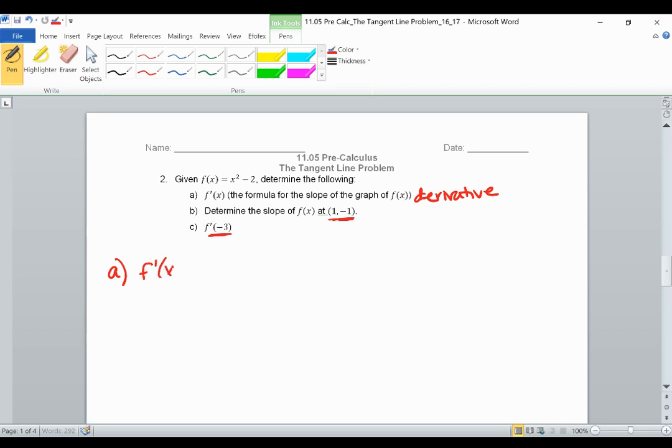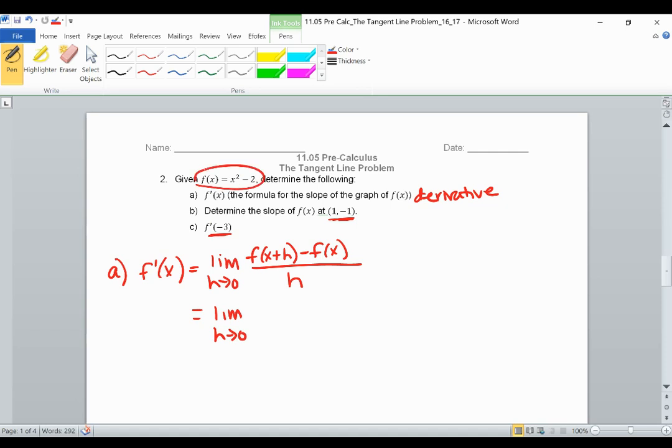So first we're going to find f prime of x. So to do that, we're going to write out our formula. So we're going to take the limit as h approaches 0 of f of x plus h minus f of x, which was our change in y over our change in x for our slope of our secant. And then we take the limit, which makes it the slope of the tangent, which makes it our derivative. Now I'm going to substitute in. So I've got limit as h approaches 0.